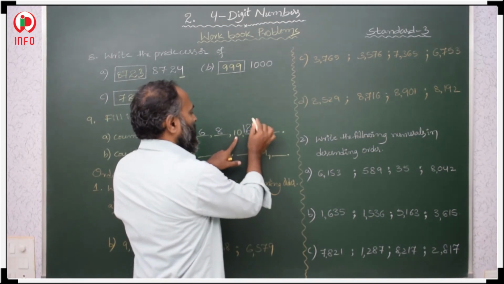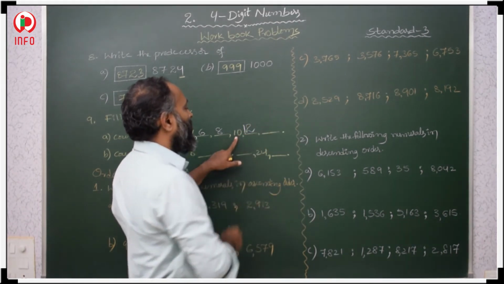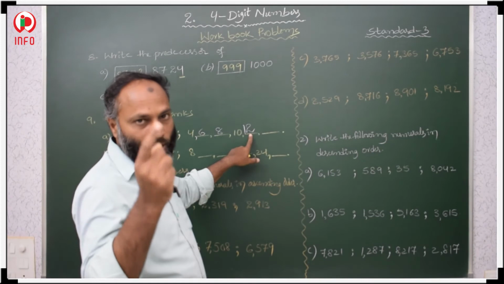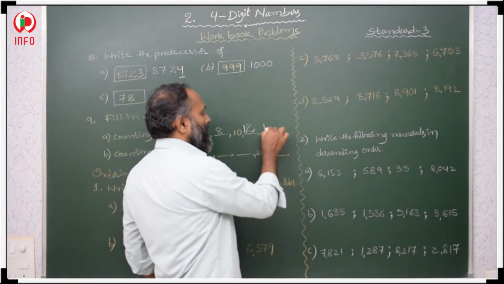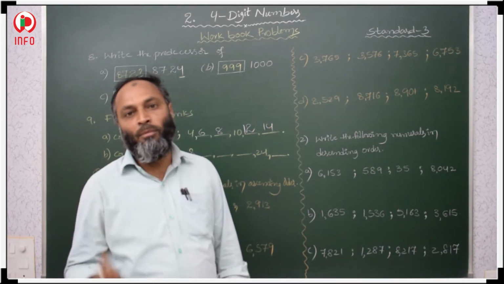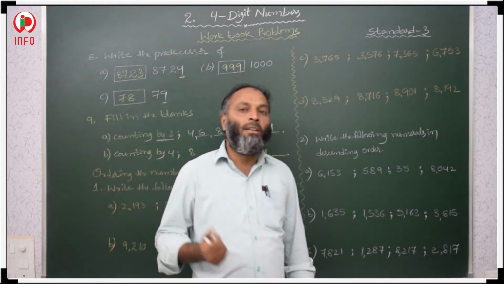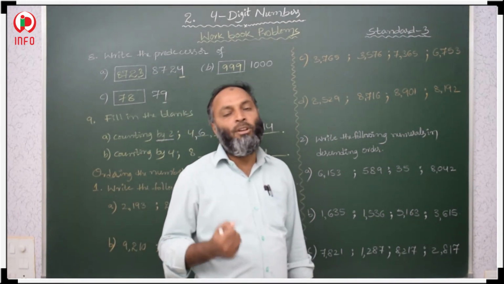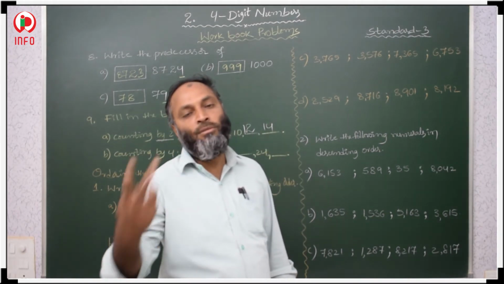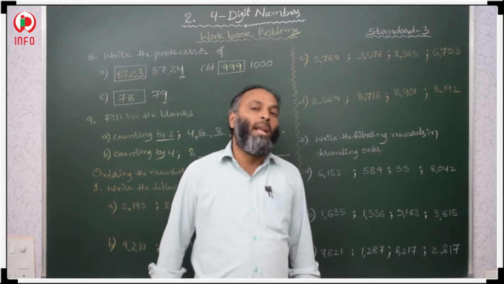12. Then after 12, 14. So this is skip counting as well as counting by 2. Counting by 2 means we have to increase by 2, 2, 2, 2, and we have to fill the blanks.